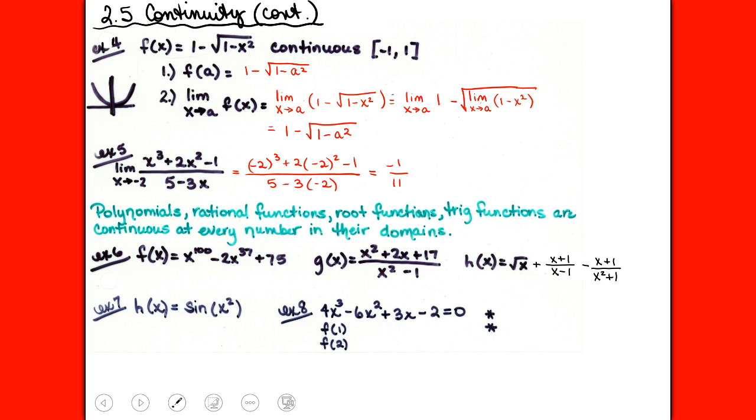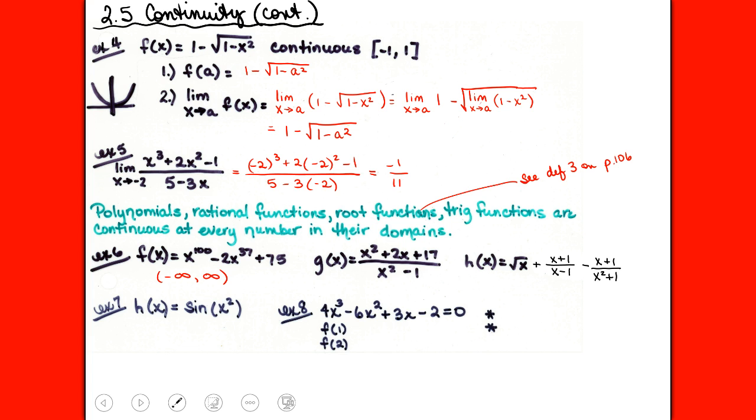So example number 6, they asked me to tell on what intervals each of these functions is continuous. So for the first one, what is that, x to the 100? What is that? Polynomial. So polynomials are continuous where? Everywhere. So that's going to be the interval on where that is continuous. Negative infinity to positive infinity.